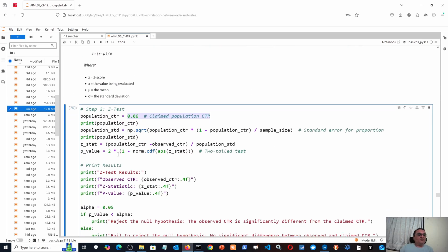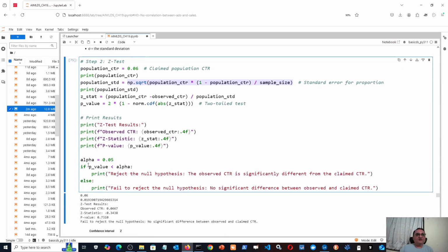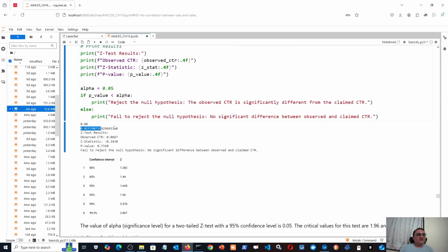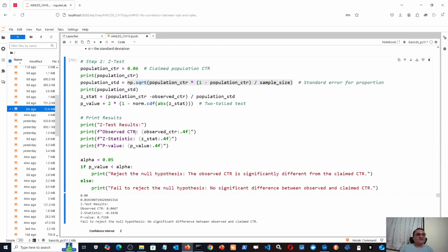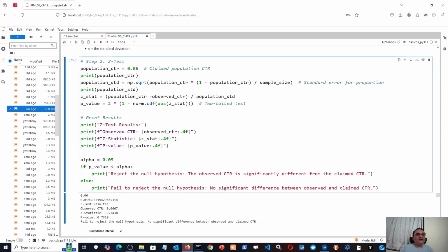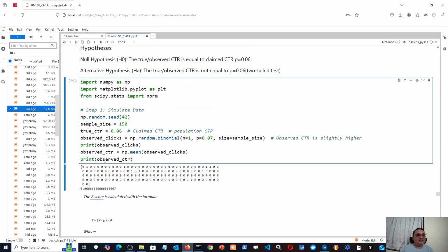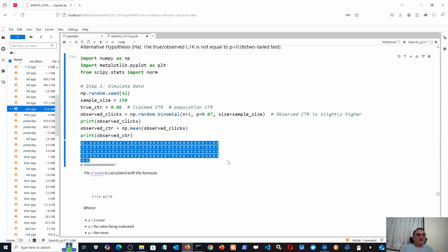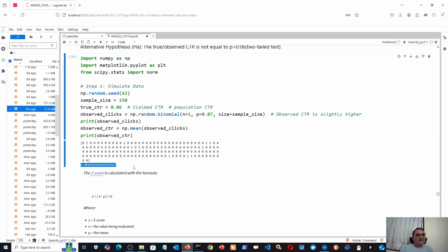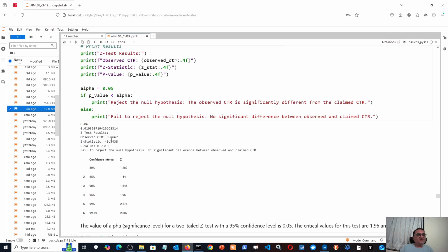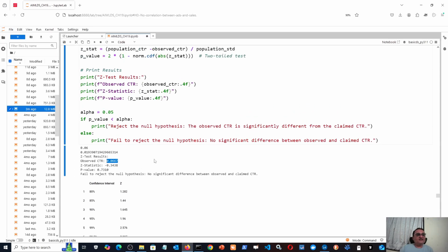Then the population standard deviation, which I calculated using this formula, because I am assuming that normal distribution is obeyed. Okay, so that is 0.01939. Fine. Z test result. So that is the output of this. Observed click-through rate. This was population, but when I did the sample of 150 emails, I got this kind of result for the click-through data. So the observed click-through rate was this. Okay, so observed click-through rate is 0.0667, right?